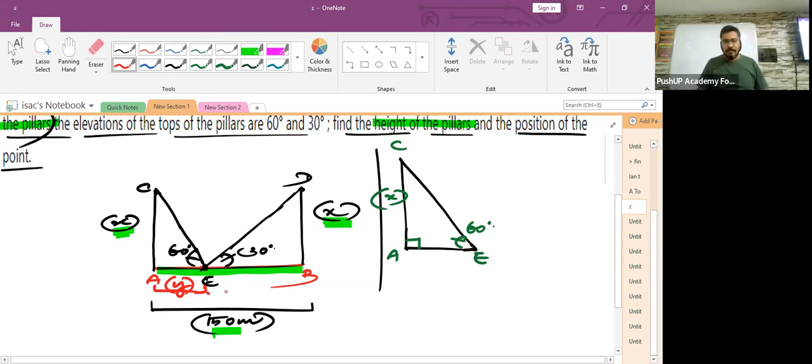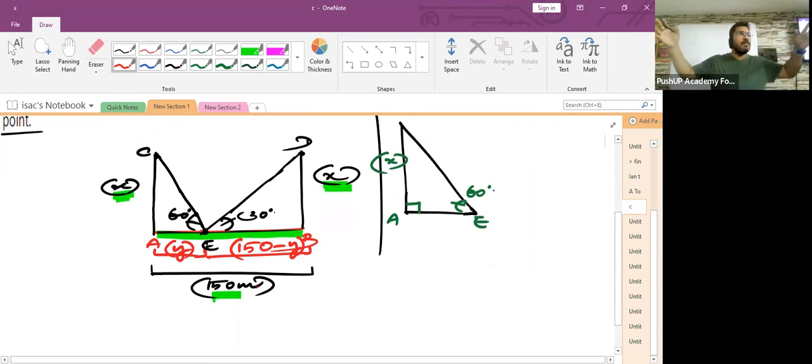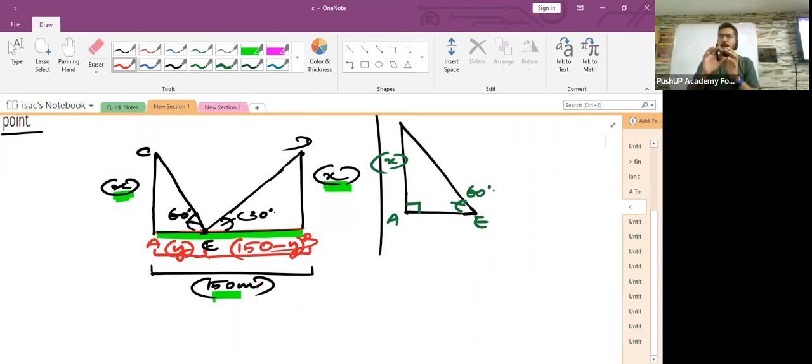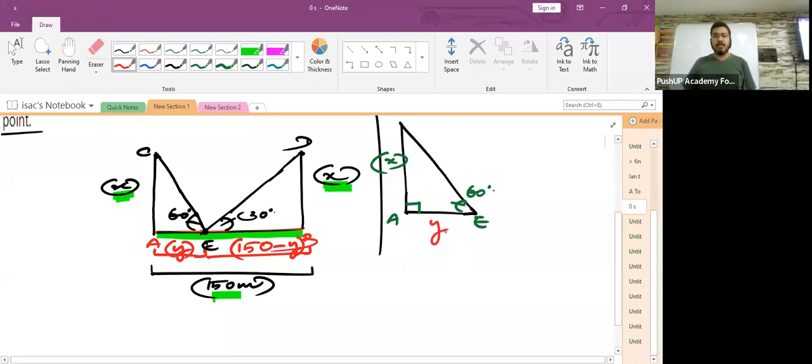So can't I say from E to B, the distance would be 150 minus Y? You all agree with this? 150 minus Y. Gopika, is it clear? The whole of AB is how much? 150 meters. If I'm assuming A to E as Y, then the balance EB will be what? The total 150 minus Y. Okay, so here I'm assuming AE as Y.